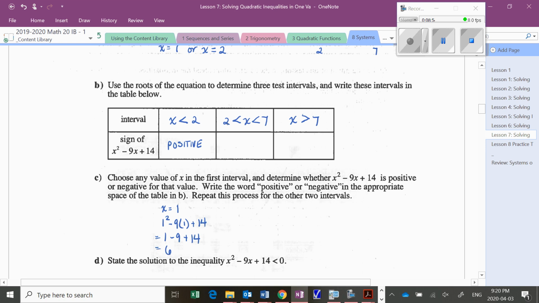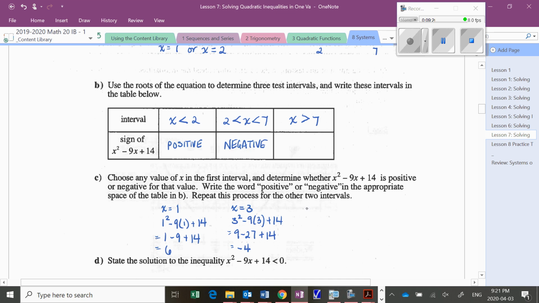Okay, and then picking a value between 2 and 7. So maybe I'll pick x is equal to 3, and substitute that in. 3 squared minus 9 times 3 plus 14, or 9 minus 27 plus 14, is equal to -4, which is of course negative.